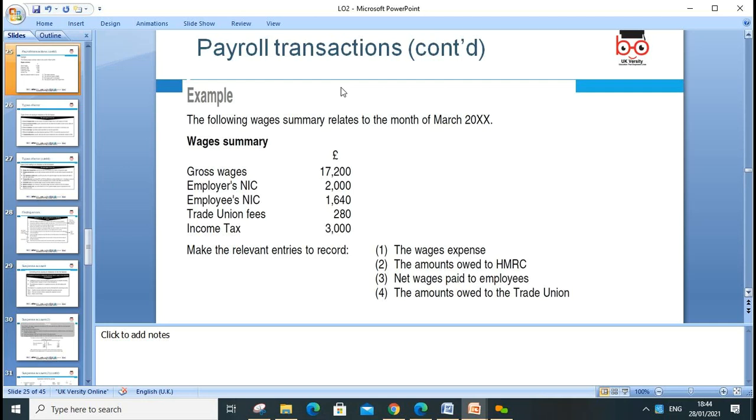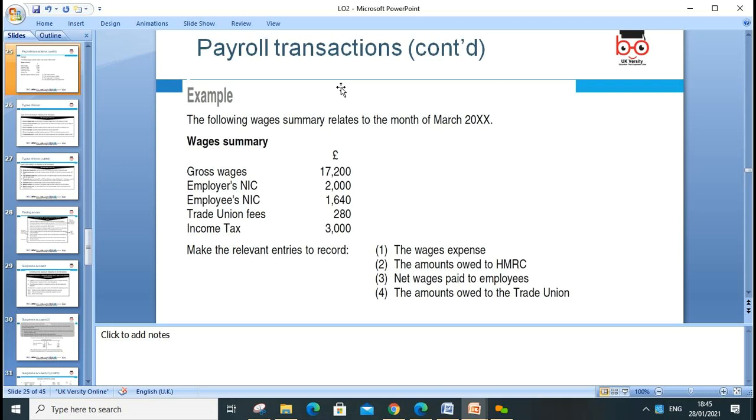Then employer NI. NI is the National Insurance contribution in the UK. The employer, who employed you, also pays, and the employee also pays. Then if you're a union member, you pay union fees. Then tax on 17,200, we have 3,000 as tax there. So what will my net salary be?